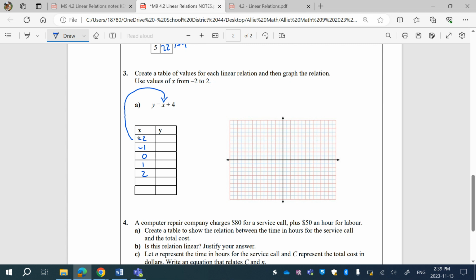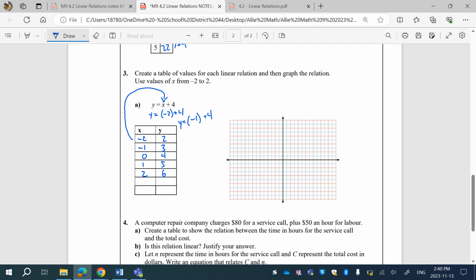So when we first input it, y is going to be equal to -2 plus 4. So that's going to be +2. If we do -1 in there, y equals -1 plus 4, we would get a +3. If we put in 0, we're going to get 0 plus 4, which is 4. Next, if we put in 1, we're going to get 1 plus 4, which is 5. And now you can kind of see the pattern. We're going to be at 6 this time.